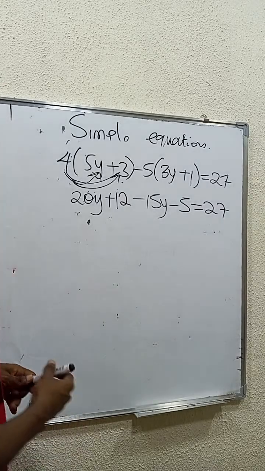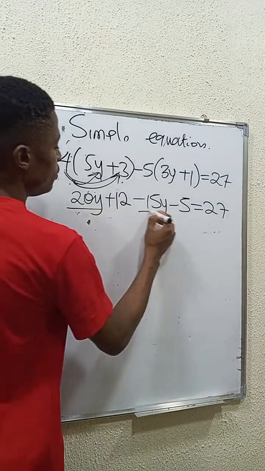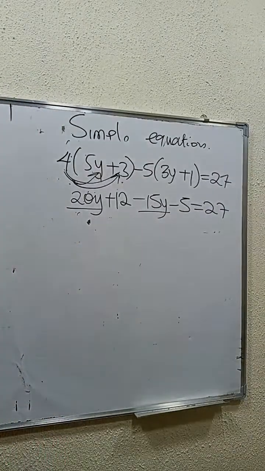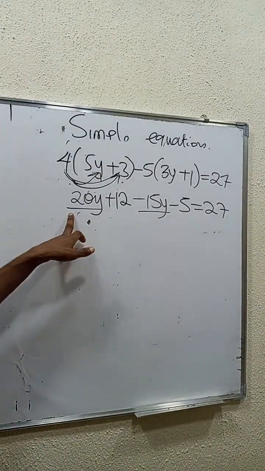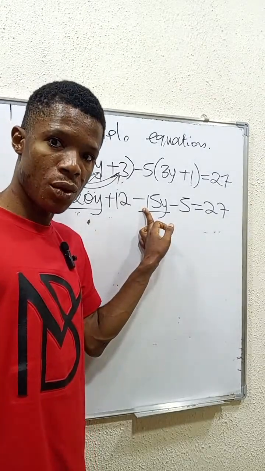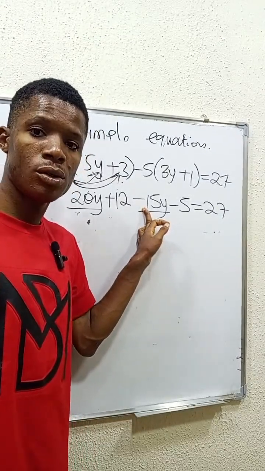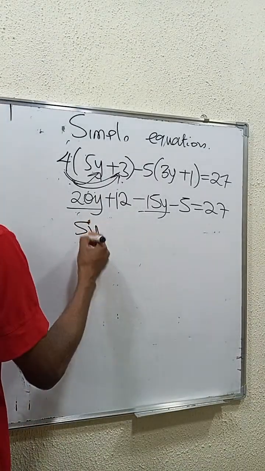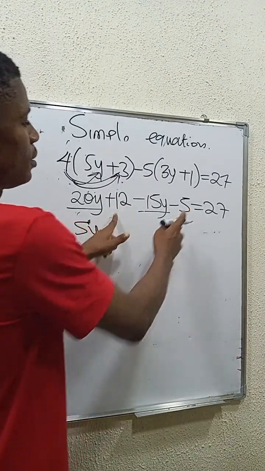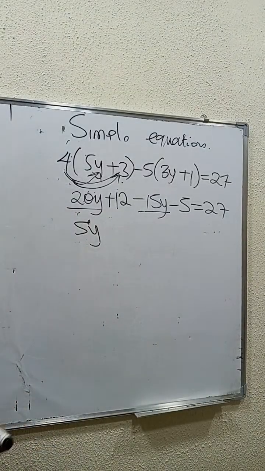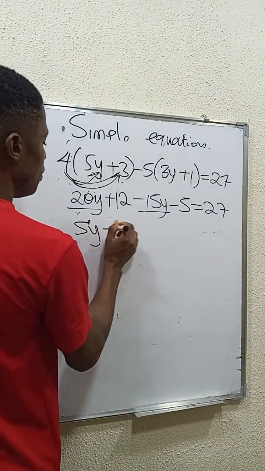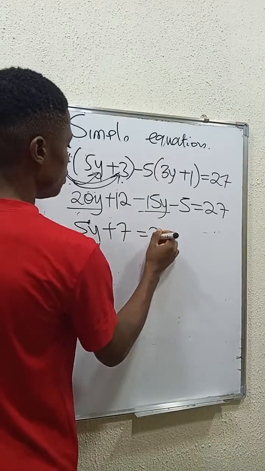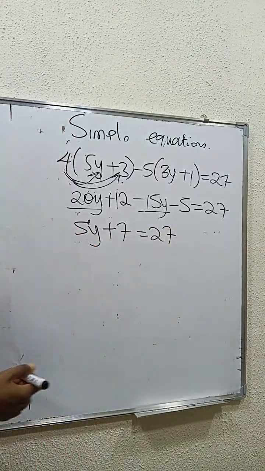Now we'll collect like terms. 15y and 20y are the same, so we do 20y minus 15y. If you do 20 minus 15, you are getting 5y. You now do 12 minus 5. 12 minus 5, you get plus 7 equal to 27.